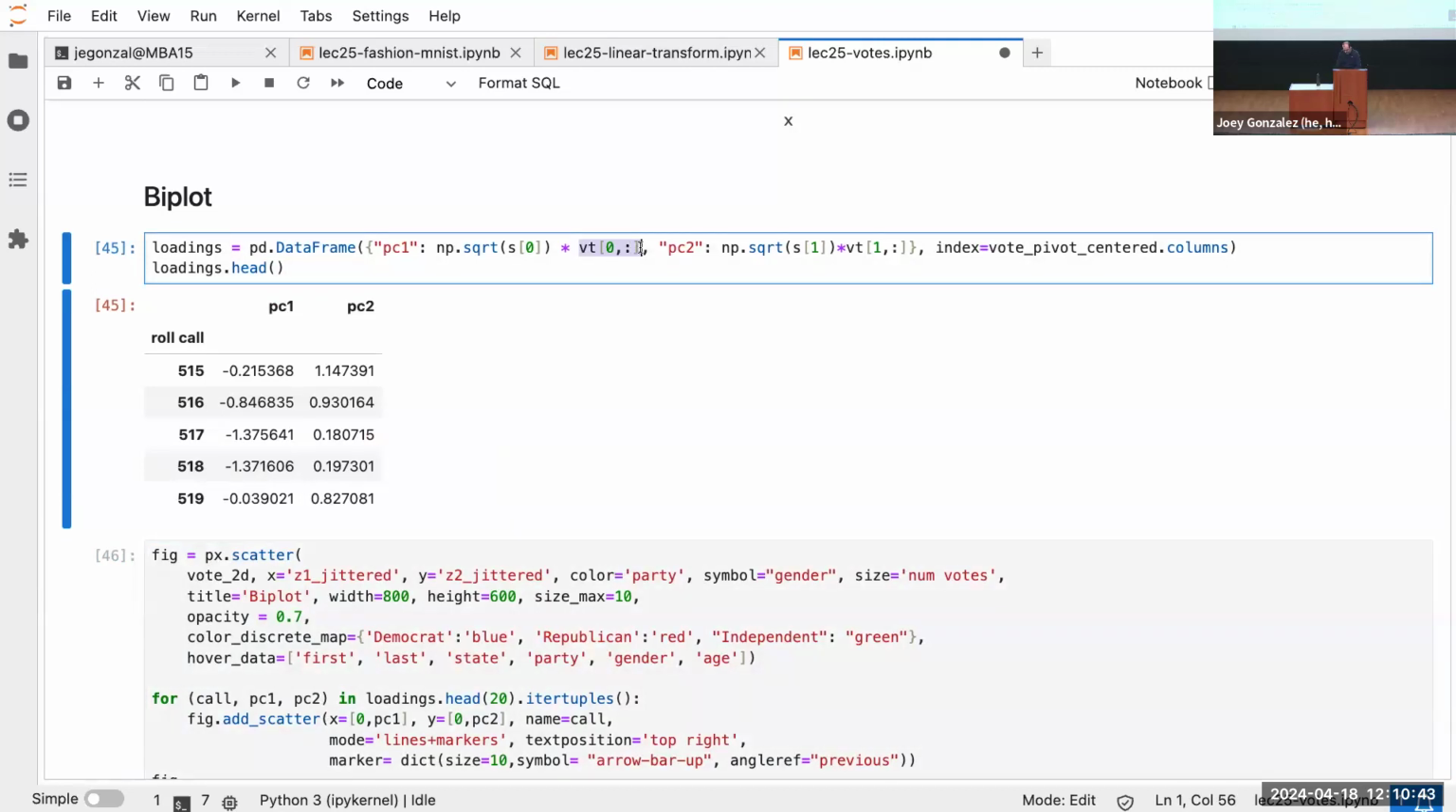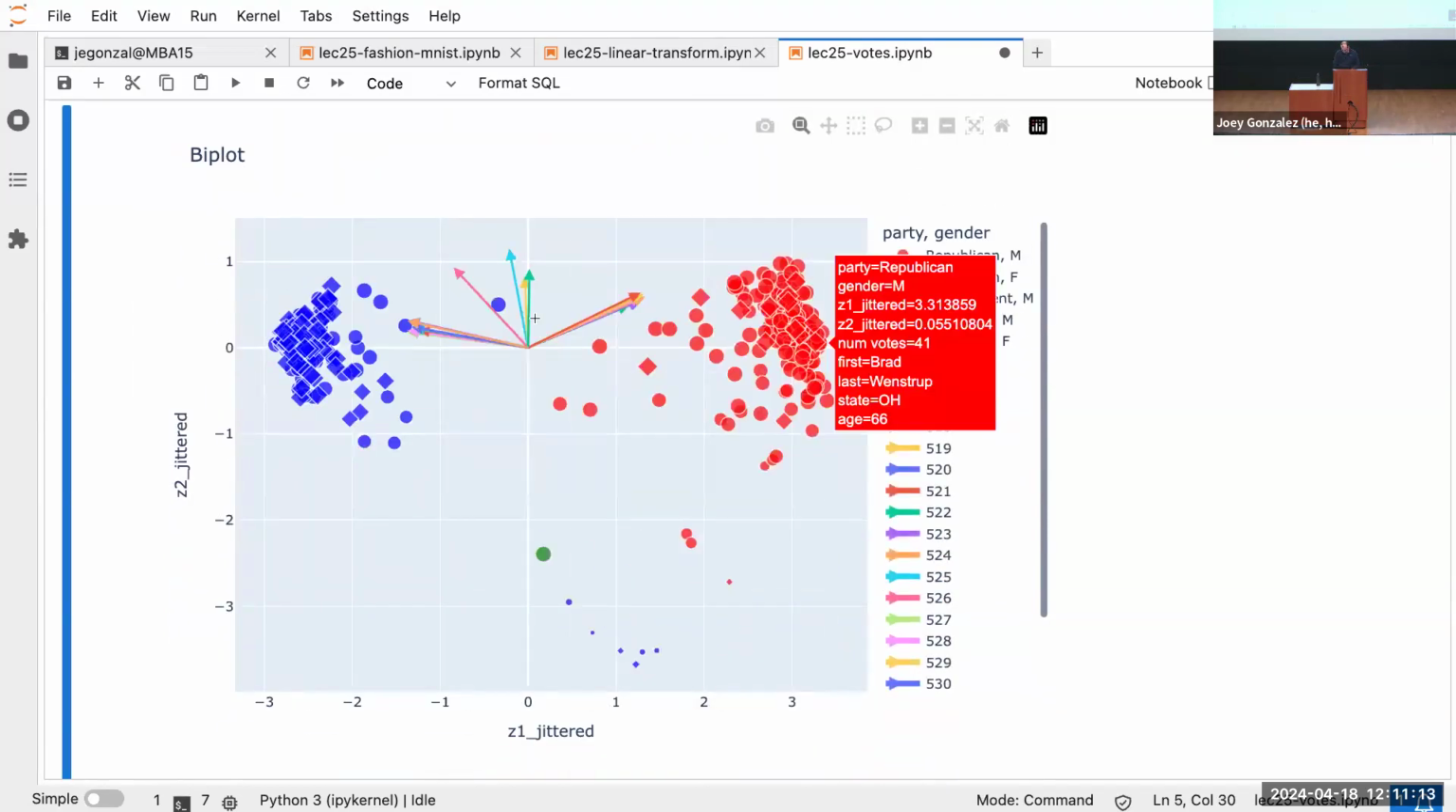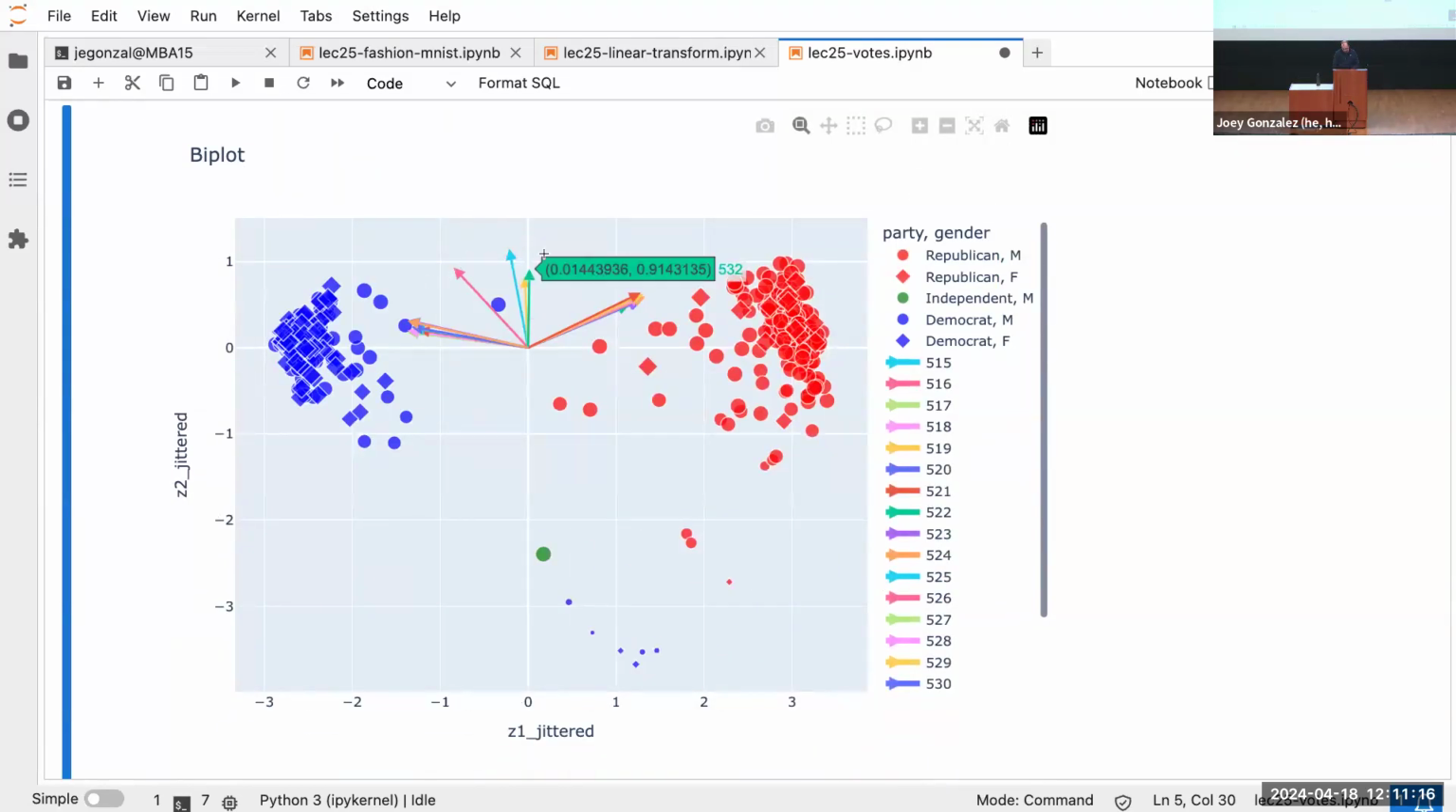So I'm taking my V. If I take my first principal component, it's in D dimensions, which means it's a vector in the original voting space. And I can look at the contribution of each of the votes to that vector, right? If I look at the first row, that's corresponding to vote 515, and has this number in principal component 1 and this number in principal component 2. That's sort of the contribution of that vote to each of those components. I can plot those votes as arrows on this plot, and that gives me a sense of how this vote lived in this space.